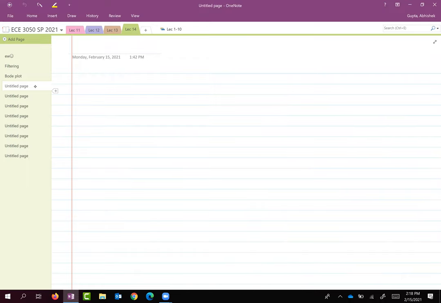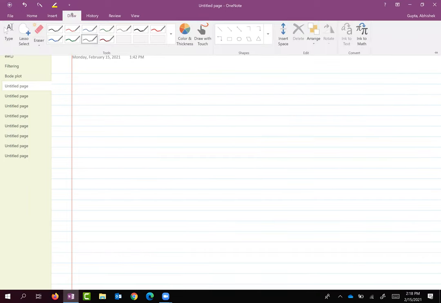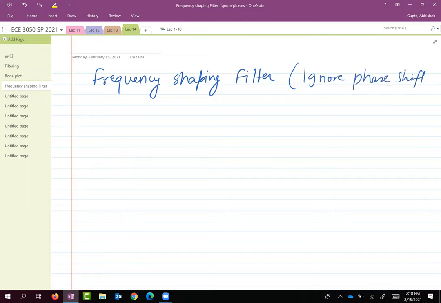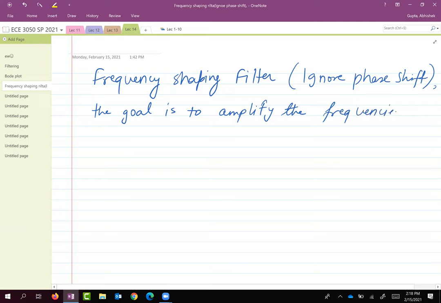So in the frequency shaping filter, and I'm going to ignore the phase shift, the goal is to amplify the frequencies in a specific form. Typically, when you're playing music, you would want to amplify the bass, or amplify the treble, or diminish the bass or diminish the treble. That's a frequency shaping filter.